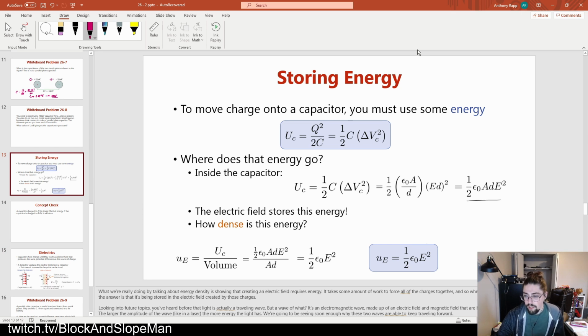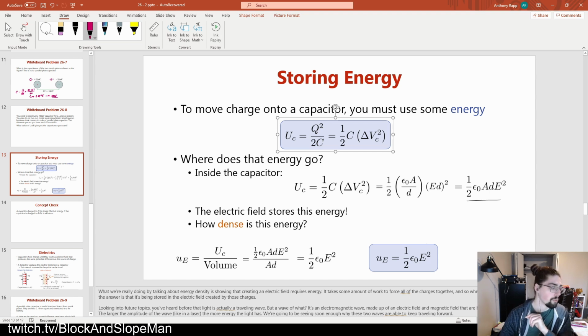Well, we have this very nice useful equation right here. Q squared over 2C, or 1/2 CV squared, right? That kinetic energy kind of form shows up in all sorts of fun places. But where does this actually come from? How are we actually getting into this thing? Well, what it's doing is we're actually looking at essentially how much field is inside of this thing.